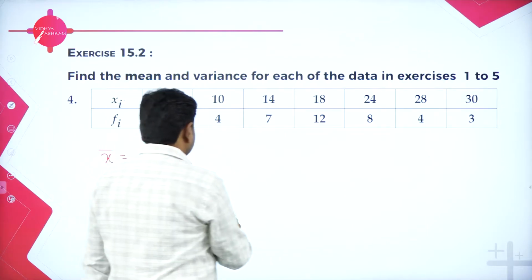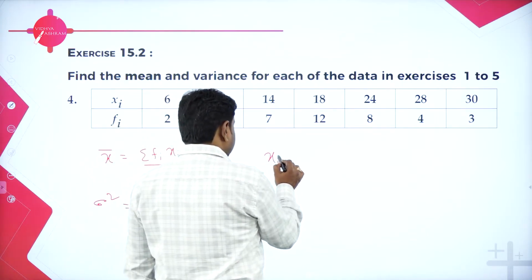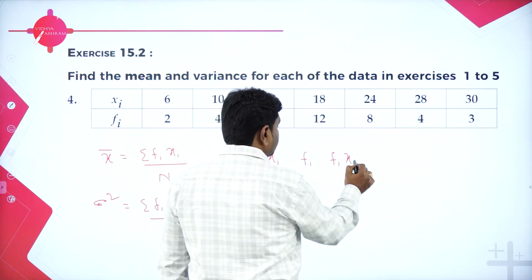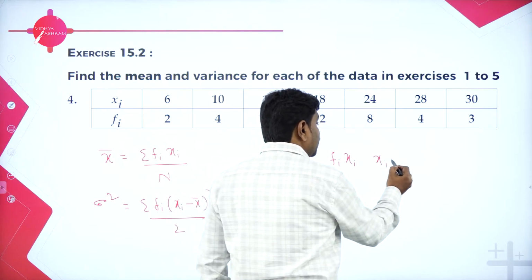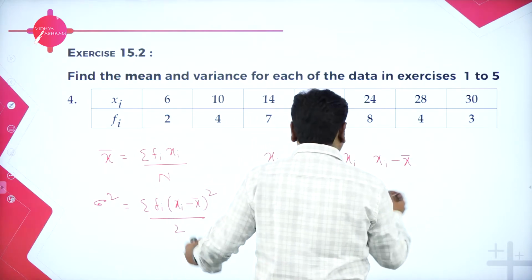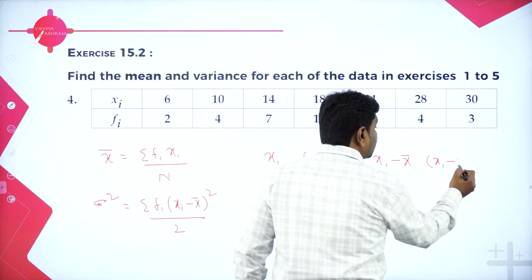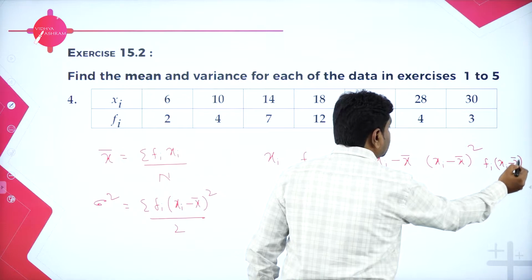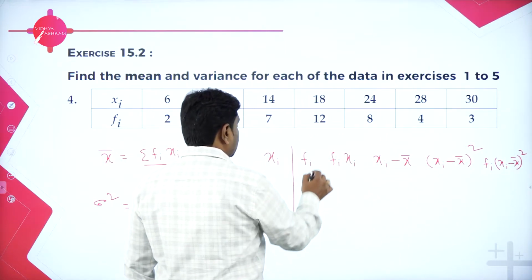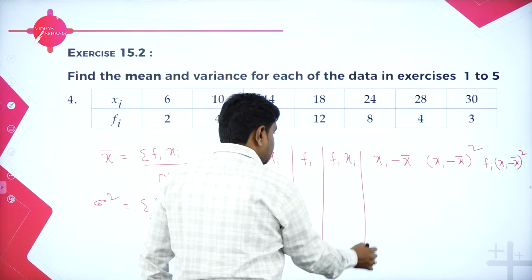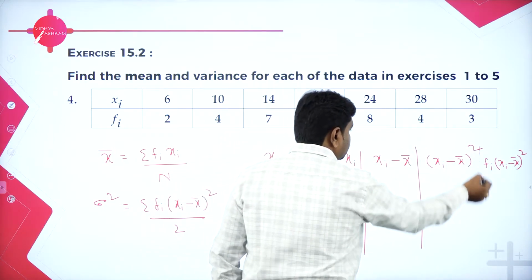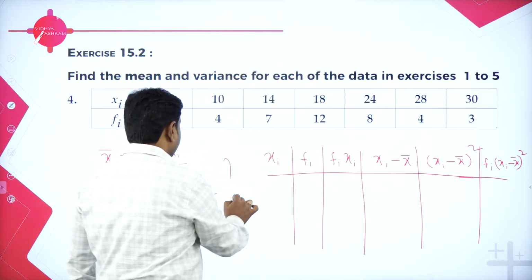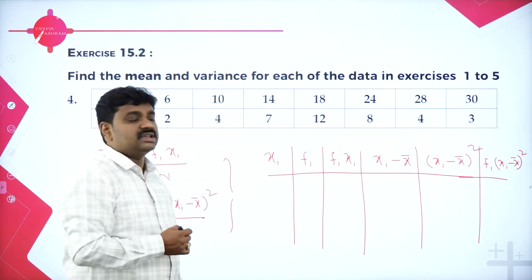So now if you see the entries, the columns required are, we need xi, then we need frequency, then we need product of frequency and observation, then we need xi minus x bar, and if you observe, you need xi minus x bar the whole square, then we need fi into xi minus x bar the whole square. So we'll make these columns: one column is xi, the other one is fi, then fi xi, then xi minus x bar, then xi minus x bar the whole square. So these are the table entries required, and these are the two formulae required. So now we'll apply this.